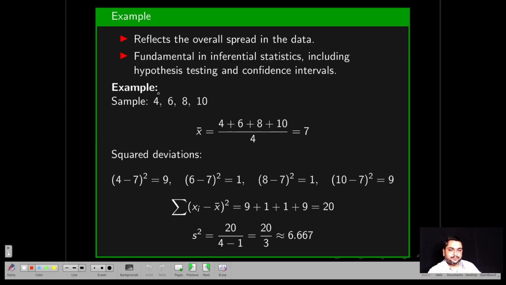So take a simple example. What exactly does it help with? It reflects the overall spread in the data. It is fundamental to inferential statistics, including hypothesis testing and confidence intervals. These are all things you're going to learn in your 7th and 8th chapter, so don't worry about it. For the given sample data, first you find the sample mean. You get it as 7. Then you calculate the sum of (xi minus x bar) whole square. You will get it as 20 and divide it by the number of data points, 4 minus 1, 3. So 6.67 you get. These are simple things.